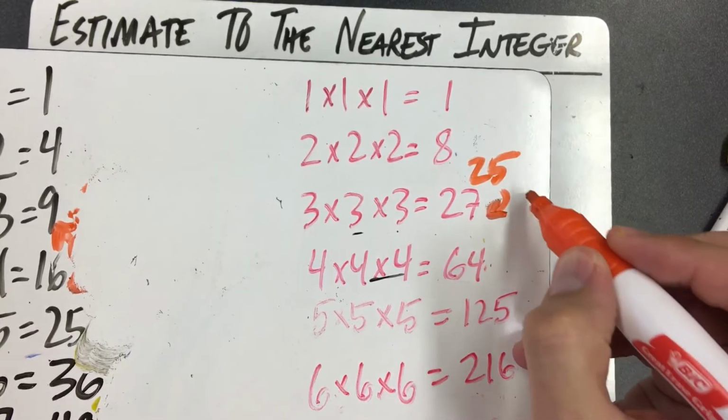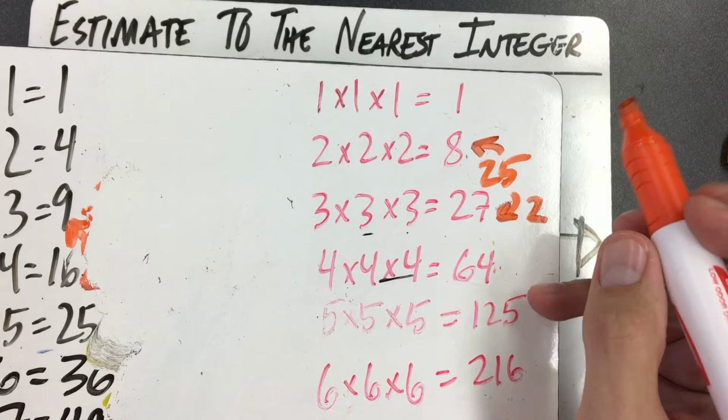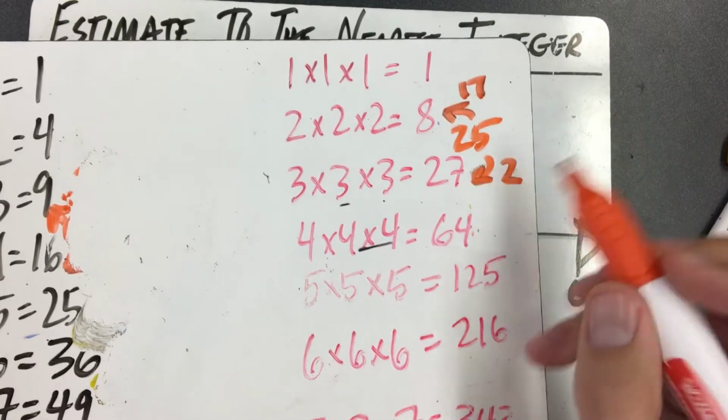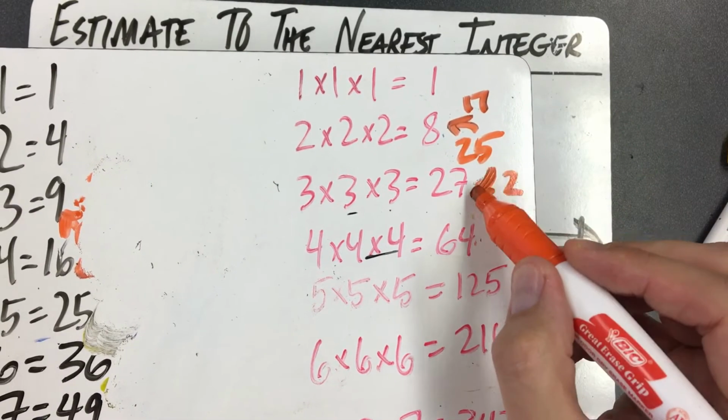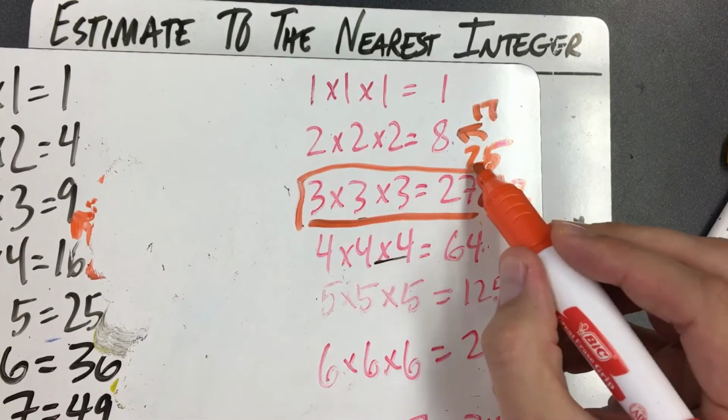25 is really close to this, right? It's only 2 places away. It's like, what is that, like 17? It's like 17 places away from that. So this is way closer to this one. It's way closer to 3 times 3 times 3. It's only 2 numbers away from that.